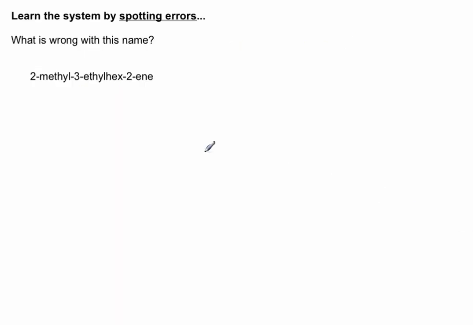Okay. Now another way to learn the systems is spot errors, and so this is a useful tool to try to figure out if the name's right or if the structure's incorrect. So let's look at this name, 2-methyl-3-ethyl hex-2-ene. So what's wrong with the name? Well, looking at it you can't tell, but if you draw it, so hex, there's my 6 carbon hex. On carbon 2 to 3 I have a double bond. Carbon 2 I have a methyl group. And in carbon 3 I have an ethyl group.